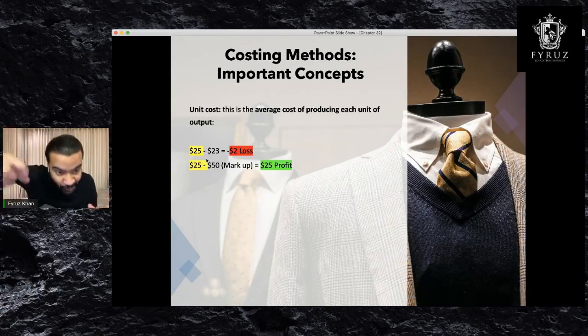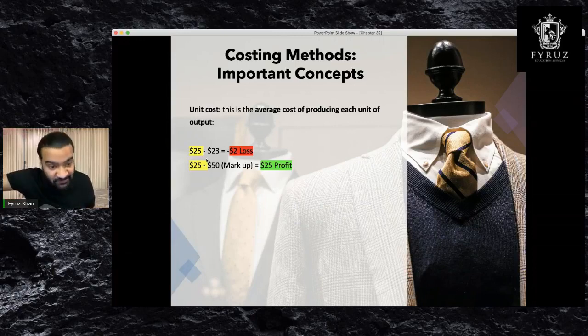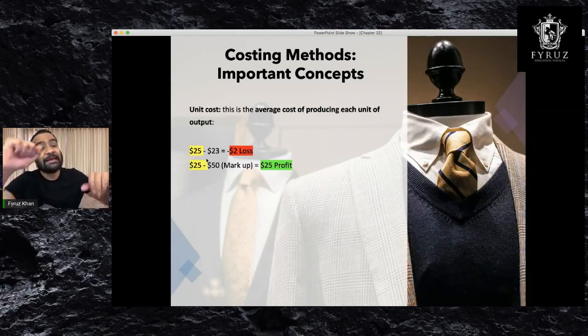So when you know the unit price, you can definitely charge a substantial amount of profit, because that's what business is. You need to make profit. So knowing the unit cost is so important, including all costs together.